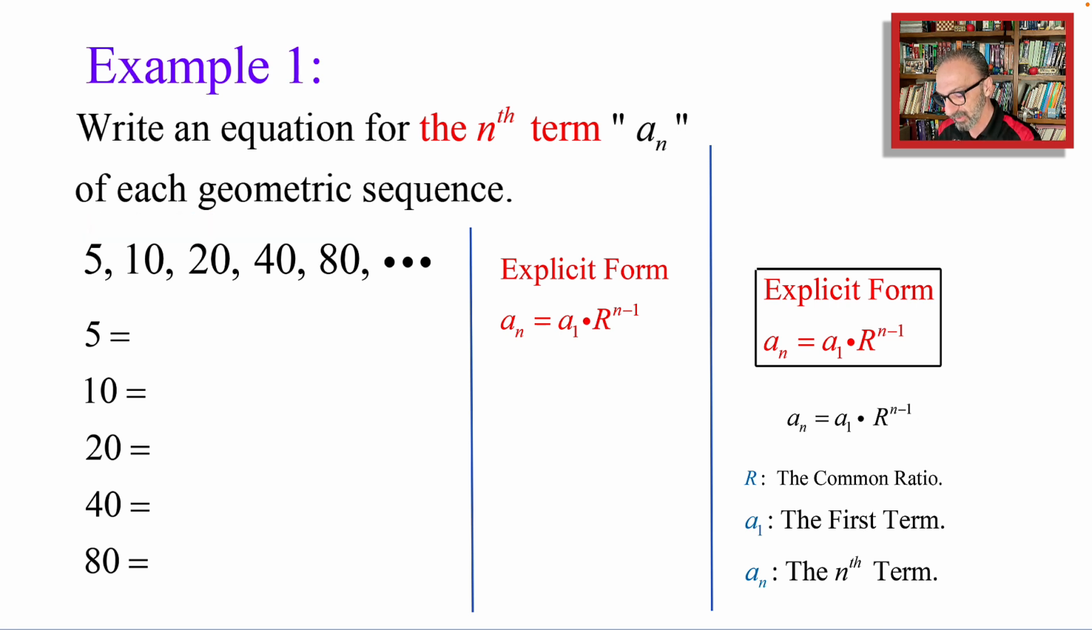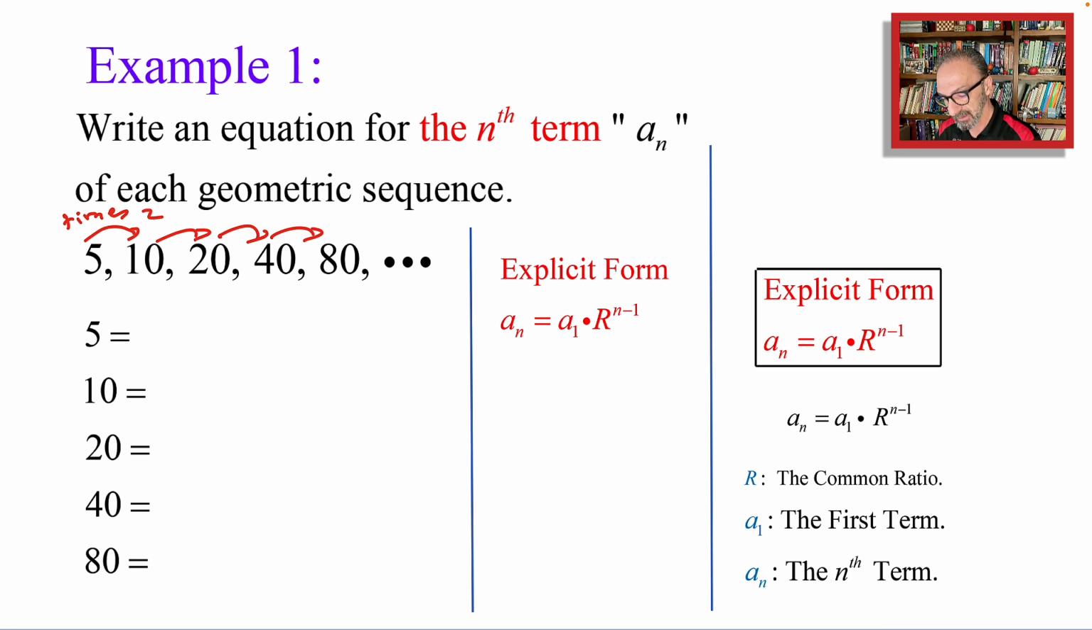If you notice, we have 80 divided by 40 right here, that will give you 2. Dividing 40 by 20, that gives you 2. Dividing 20 by 10 gives you 2. Dividing 10 by 5 gives you 2, which means as you move forward, we are multiplying times 2. Every time we go forward, we multiply by 2. 20 times 2 is 40. 40 times 2 is 80.